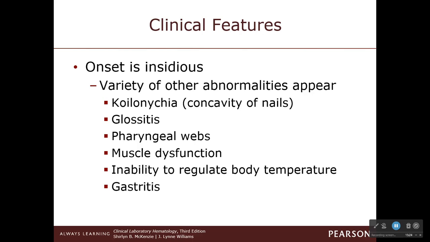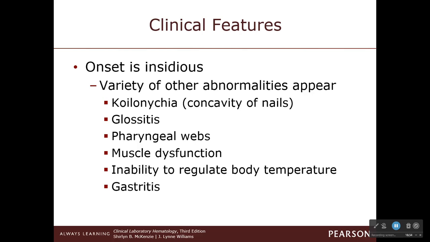Glossitis. Look this up; I can't remember if this is a smooth tongue or just swelling of the tongue. Swollen tongue, then, and glossitis. Pharyngeal webs: you develop these weird skin patches in the back of your throat. Muscle dysfunction, because we're not making hemoglobin like we're supposed to, since we have no iron. Without that, myoglobin and hemoglobin don't work well, and myoglobin helps our muscles do what they're supposed to do. You also get an inability to regulate your body temperature. People who are anemic are usually cold all the time.